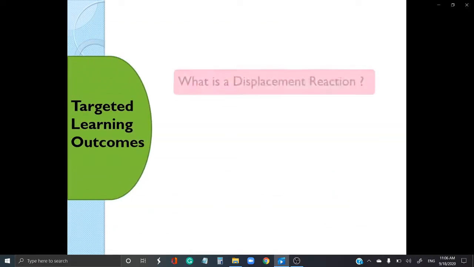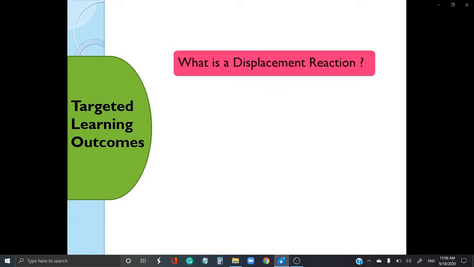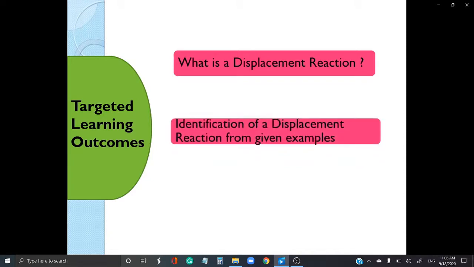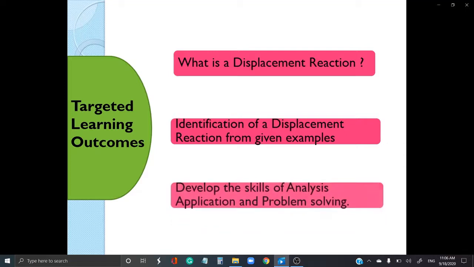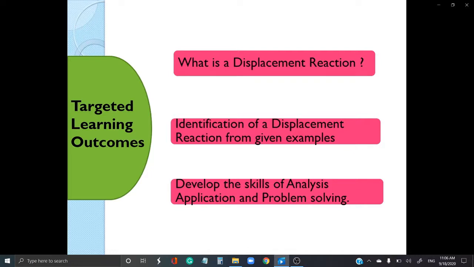Targeted learning outcomes. By the end of this session, we hope it will be clear in your mind what is a displacement reaction. You will be able to identify displacement reaction from given examples and will develop the skills of analysis, application and problem solving.